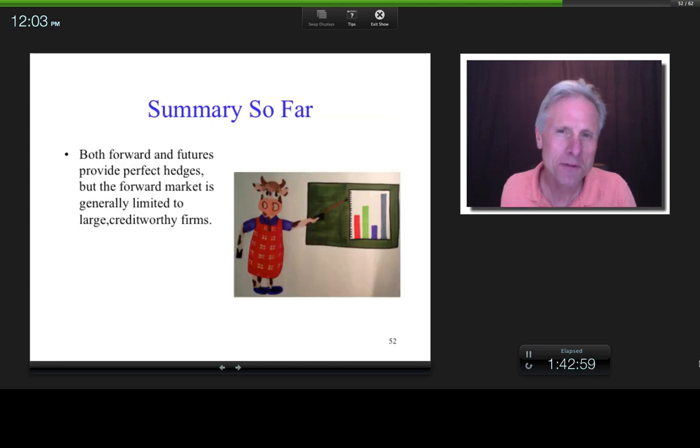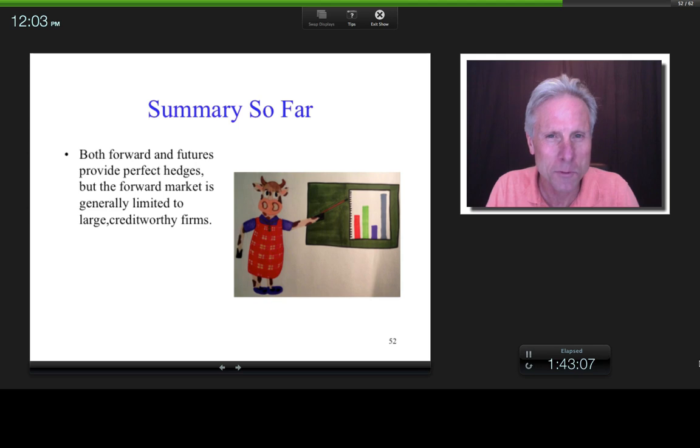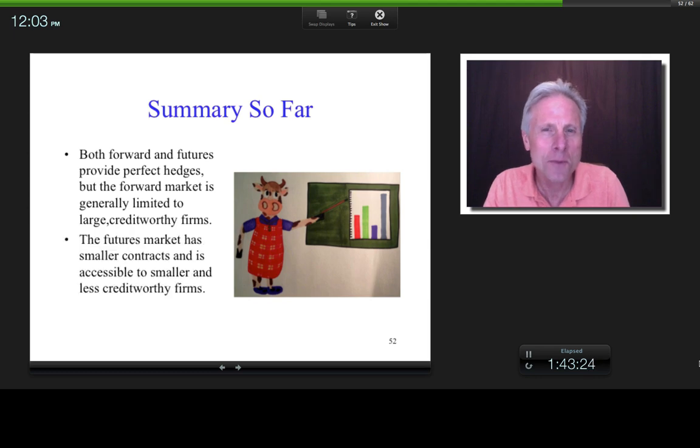So if we summarize everything so far, well, forwards and futures, they provide perfect hedges, more or less. I know there's a little bit of a more or less with the futures stuff. Forward market, however, generally limited to what? Large and creditworthy customers, right? Can you be smaller with the futures? You can, right? You don't have to have at least $1 million. Okay, so futures market is now more accessible.